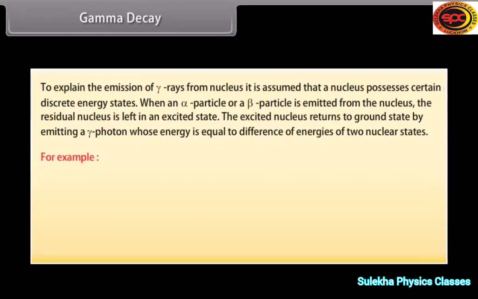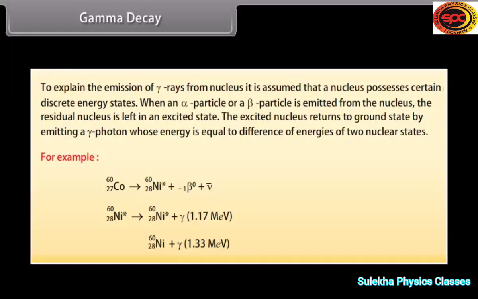For example, a cobalt nucleus with mass number 60 and atomic number 27 transforms into a nickel nucleus with mass number 60 and atomic number 28 in its excited state. The excited nickel nucleus with mass number 60 and atomic number 28 returns to the ground state by emission of two successive gamma photons of energies 1.17 MeV and 1.33 MeV.